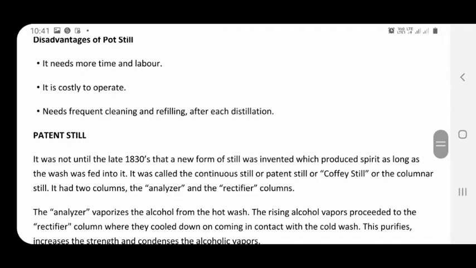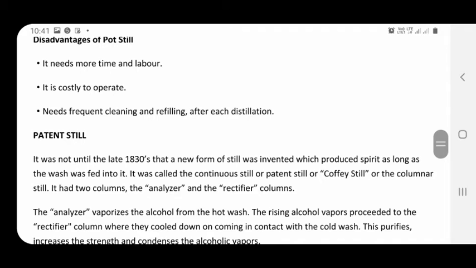One more thing is that the Coffey still is named after the person Aeneas Coffey, who patented the still in the year 1830 to 31. So the Coffey still is named after its author, Aeneas Coffey, who patented this distillation method.